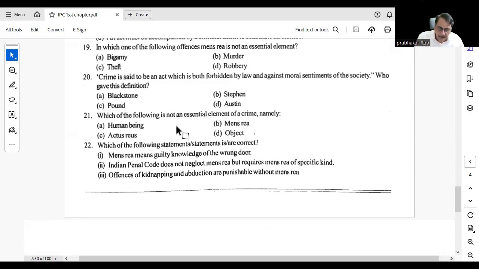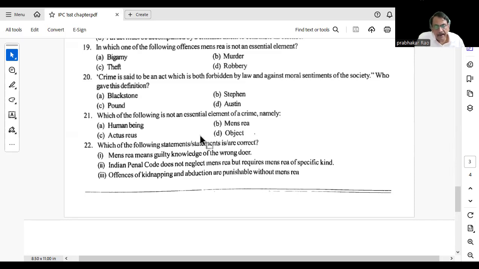But while answering this type of question, we have to apply which is the most probable answer. Human being is an essential feature. Mens rea is also essential in about 90 to 95% of cases. And actus reus, unless actus reus is there, there is nothing. That's why it is very essential. Object, yes, object is not a very essential thing in some cases. For example, in the case of traffic violation, to whom you caused injury, you cannot say that the state was injured.